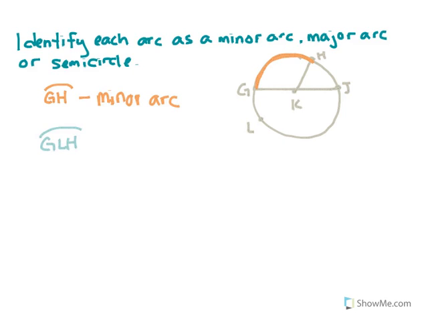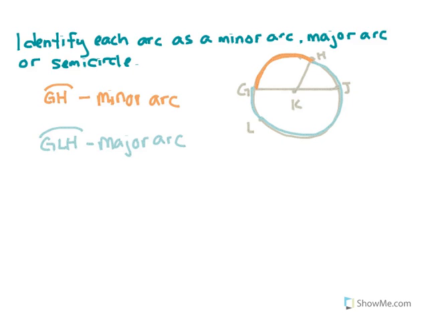And typically, if you ever see an arc being named with 3 letters, it's helping you go in a particular direction. It's telling you to go from G to L all the way to H. So this whole entire blue arc is what it's talking about. That is definitely going to be a major arc. It's larger than 180 degrees. It's larger than a semicircle.